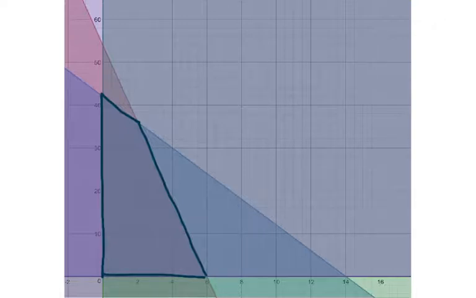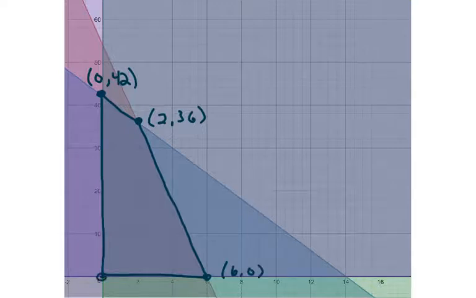Now we need to figure out what the vertices are. Again, you can just tap on this if you're doing it with your phone or with a tablet, or just click with your computer, and it will tell you what these points are. This point right here is (2, 36). This point up here is (0, 42). This point down here, you can see it on the graph, is (6, 0). And then this point, you can also see on the graph, that's going to be the origin, (0, 0). So those are our four possible outcomes that could potentially maximize our profit.